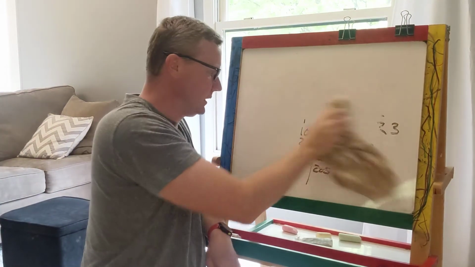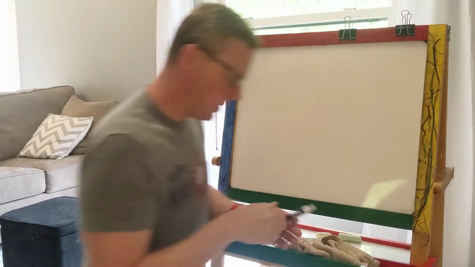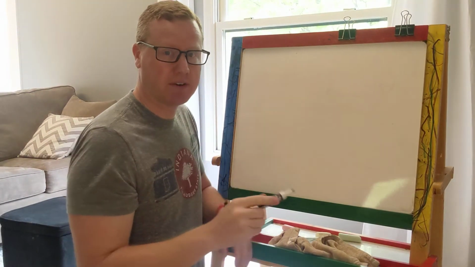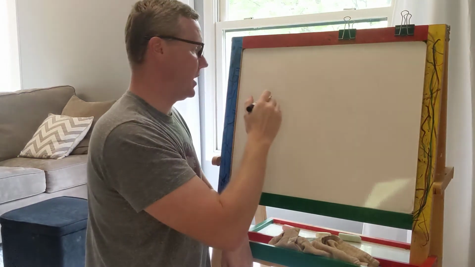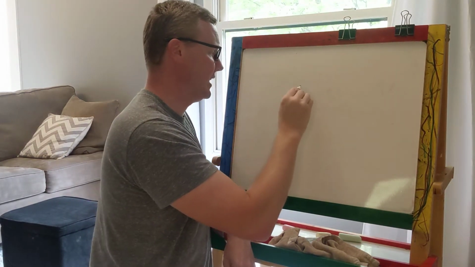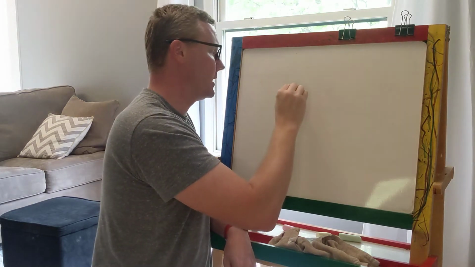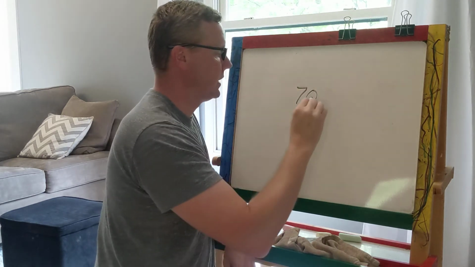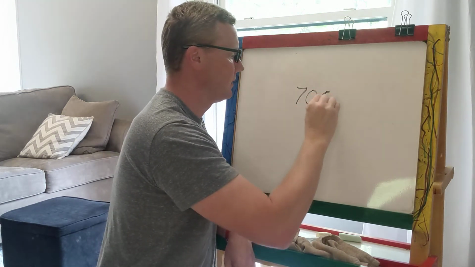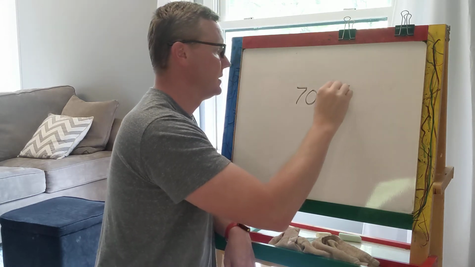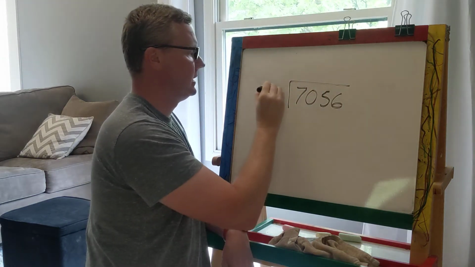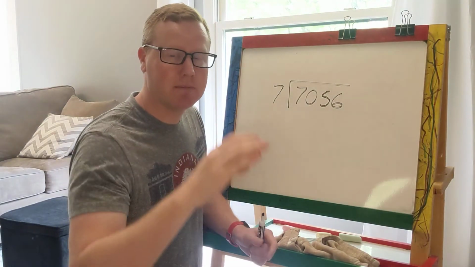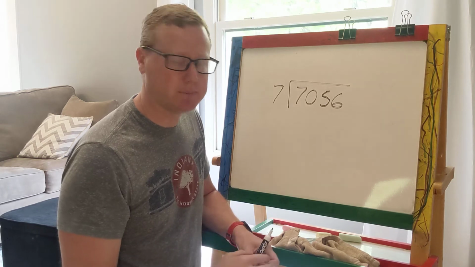Let's try another one. And the other one's going to be bigger, but today's aren't going to have remainders for you, so you don't have to worry about remainders. So our new problem is going to be a big one. It's going to be 7,056 divided by 7. This may look big and scary, but you can break it down into pieces that you know.